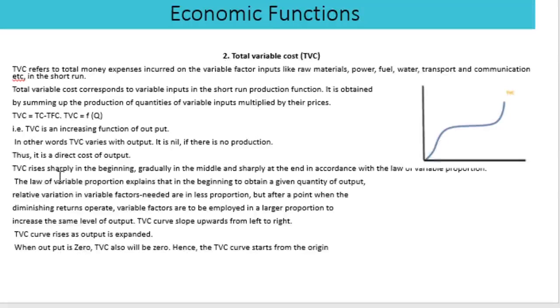Total variable cost rises sharply in the beginning, gradually in the middle, and sharply at the end in accordance with the law of variable proportions. That is, the total variable cost increases sharply in the beginning, then gradually, then sharply. This is the change in the total variable cost in the production process. The total variable cost curve is given in the figure. It increases from left to right. When output is zero, total variable cost will be zero.